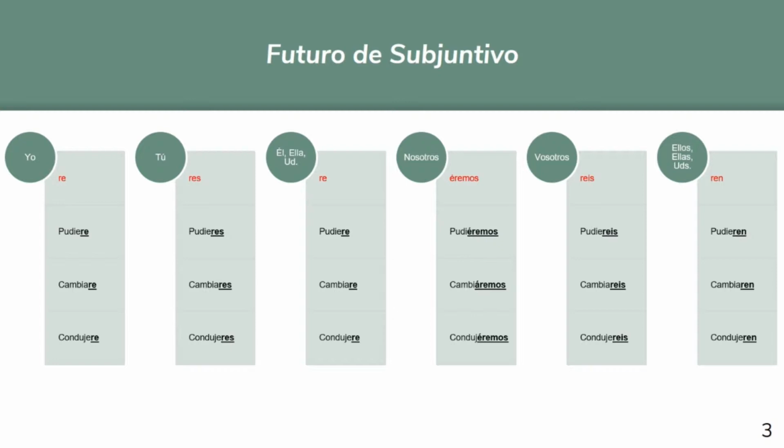Cambiaren. One thing to note is that for nosotros, it's cambiáremos. So that's with an A with an accent, not an E, because the verb is with an AR ending. So cambiar, for future subjunctive, it's cambiáremos.